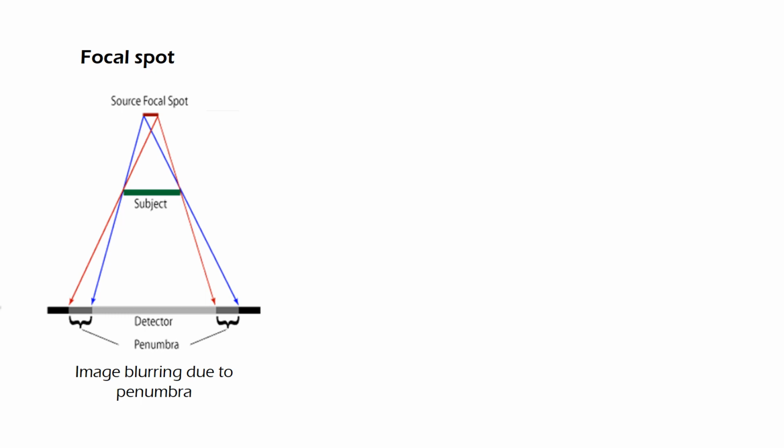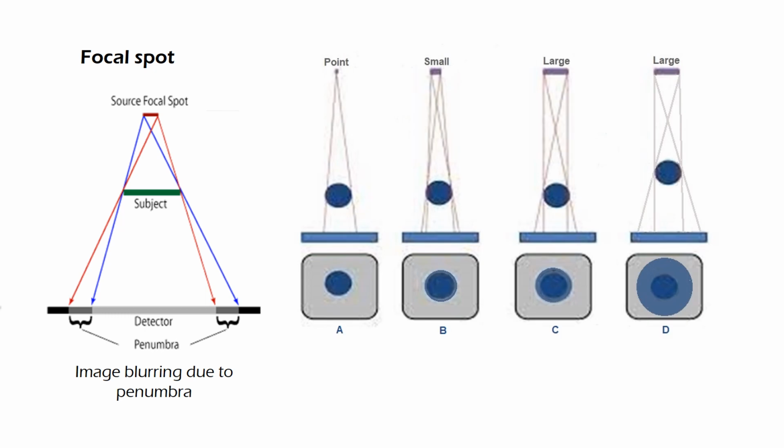The illustration on the left shows the object's partially shaded outer region, or the penumbra, formed due to the size of the focal spot. This penumbra causes blurring or a decrease in the sharpness of the subject image. The wider the penumbra, the more the blurring effects of the image. The illustrations on the right, A, B and C, show different sizes of focal spot and their effect on image quality. The illustration D shows the effect of increasing the distance of the subject from the image receptor.